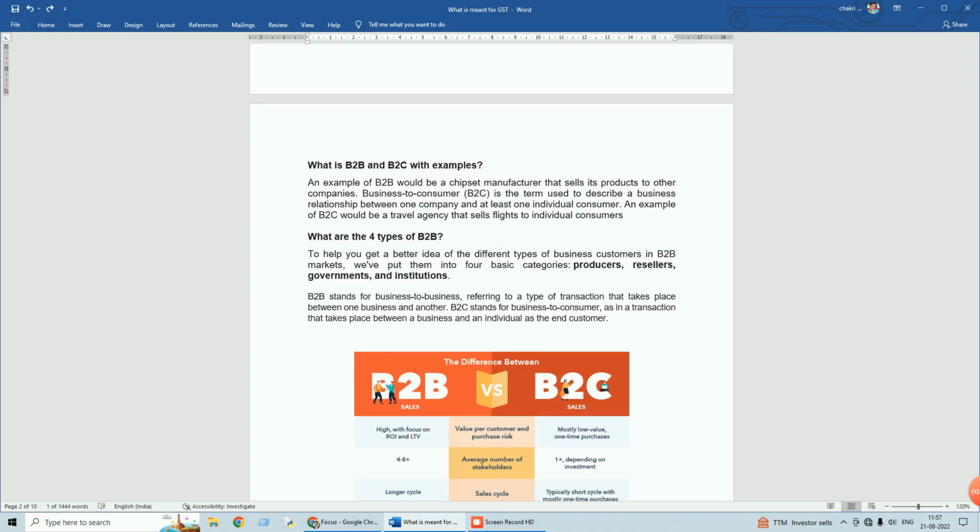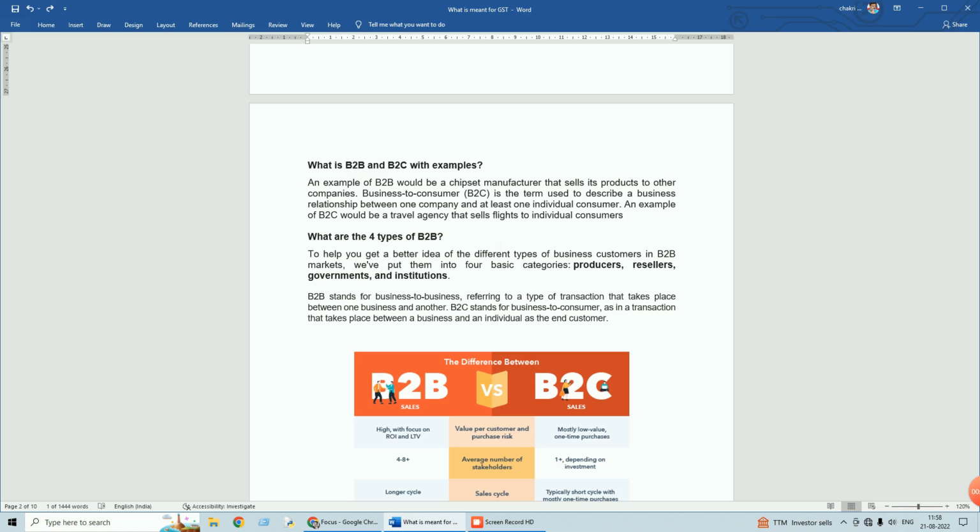For example, a B2C customer would be a travel agency that sells flight tickets to individual customers. Whenever we buy any ticket, it is only one time. We are not a regular customer or a registered customer. That is the reason those kinds of businesses are treated under B2C.